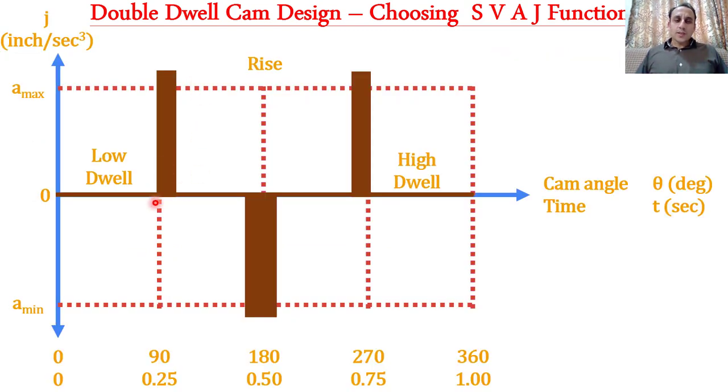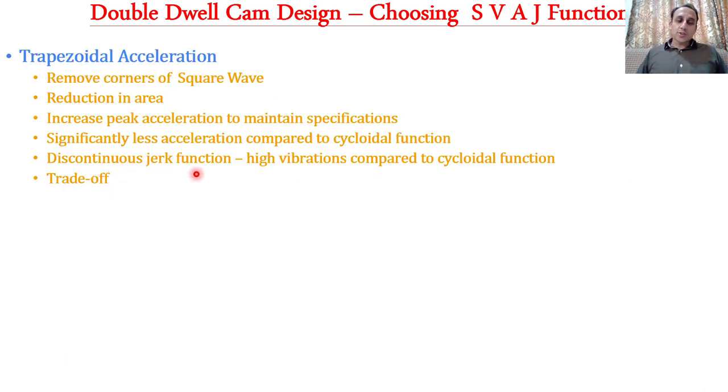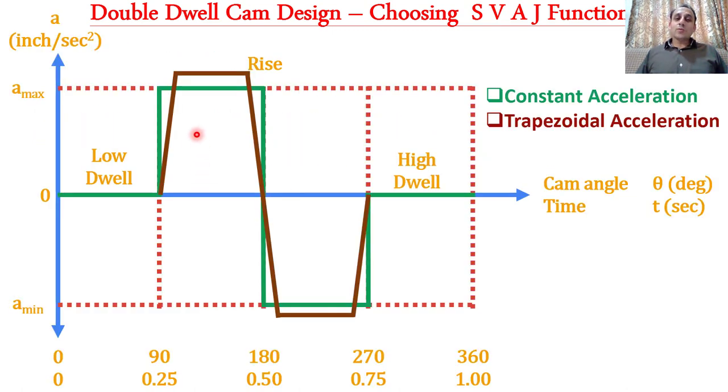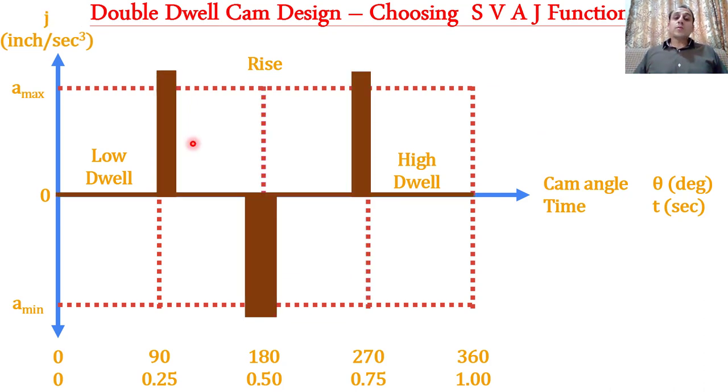So what's the issue here? The issue is the jerk function is not smooth. It is a discontinuous jerk function. In the trapezoidal acceleration, which is this one, we are getting a discontinuous jerk function. A discontinuous jerk function is acceptable, but the thing is we will get very high vibrations due to it, and we want this jerk function to be continuous, more smooth, so that we can reduce the vibrations of the cam follower mechanism as well.